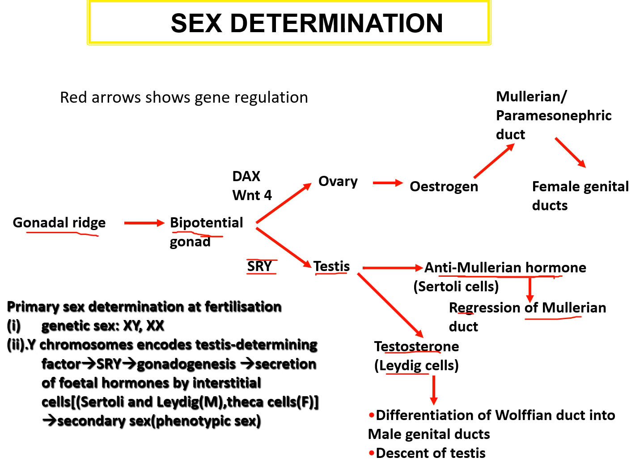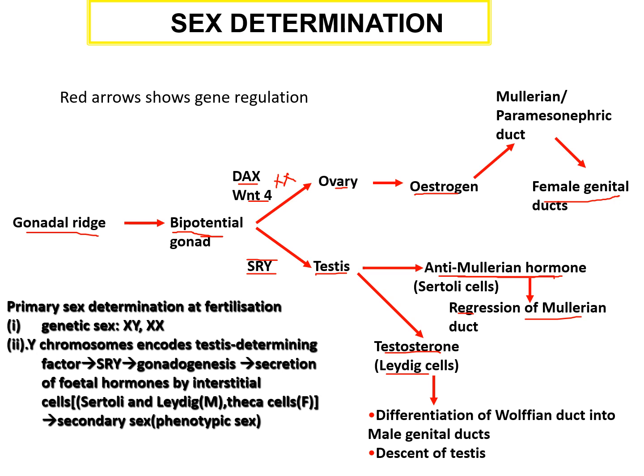What happens if the chromosomes are XX? So the baby is a female, and the bipotential gonad will be an ovary, and in this ovary we have a region which is the DAX or WNT4 gene. This will stimulate the ovary to produce estrogen, and the estrogen will lead to development of the Mullerian or paramesonephric duct into the uterus, fallopian tube, and the vagina. Okay, so this will form the female genital duct.